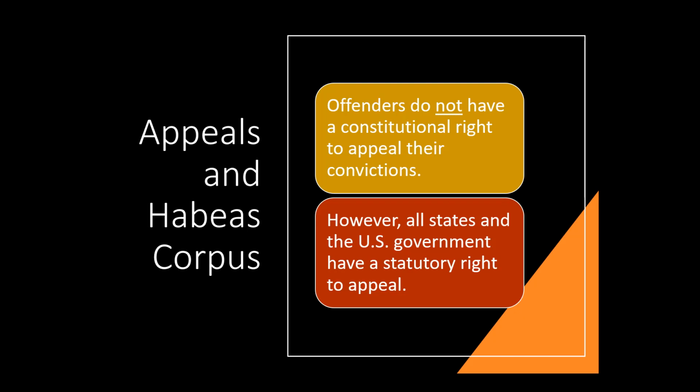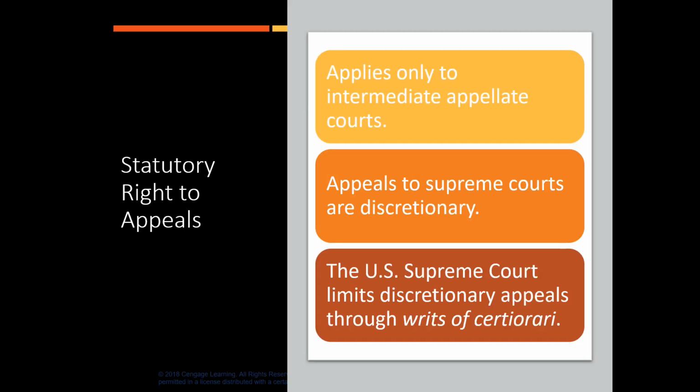Okay, appeals and habeas corpus. Offenders do not have a constitutional right to appeal their convictions, but, and it's a big but, all states, including the federal government, say you have a statutory right. So it may not be in the Constitution, but we are giving you the right in statute, in law. So this statutory right to appeal applies only to the intermediate appellate courts.